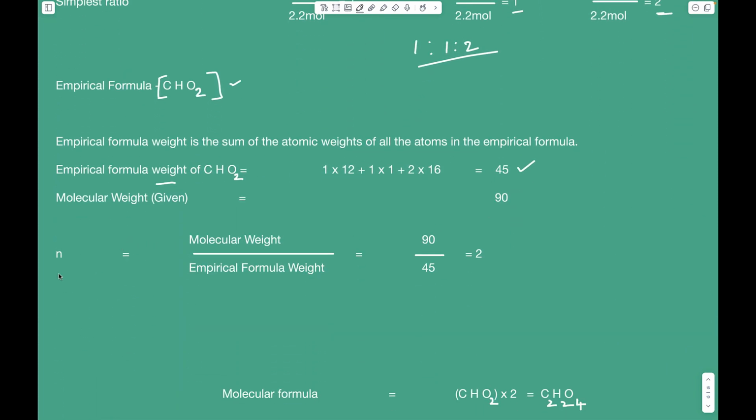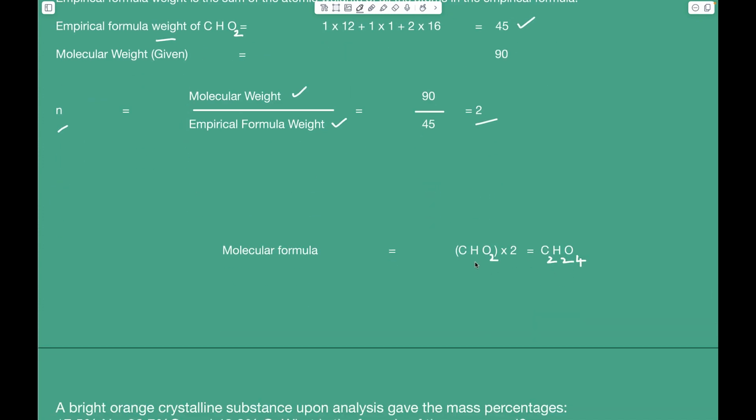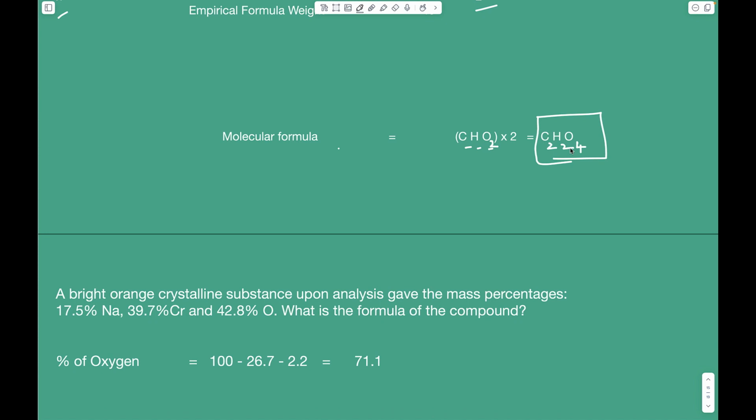To get the integer with which the empirical formula must be multiplied to get the molecular formula, you have to divide the given molecular weight with the empirical formula weight. So it becomes 90 over 45, so it is 2. So you have to multiply each subscript in the empirical formula with 2 to get its molecular formula. So the molecular formula of this compound is C2H2O4.